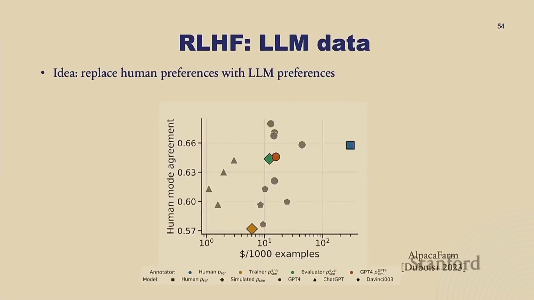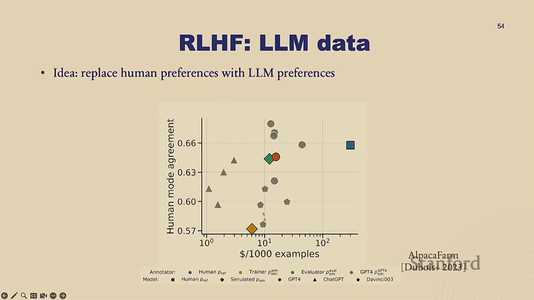So what we did last year, again the same thing as Alpaca, is the idea that, well, there are challenges with humans, so maybe we can just replace them with LLMs. I'm just realizing that the slides are not centered. Anyways, you replace human preferences with LLM preferences.